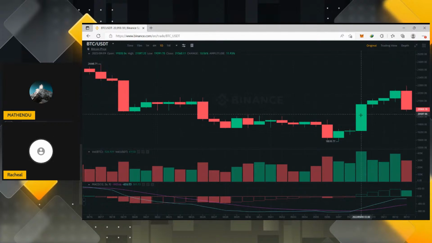And it's vice versa for the green candle. So for the green candle, remember, for the red candle, the top part was the opening price.